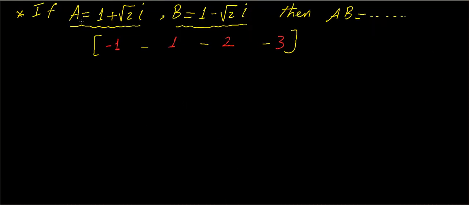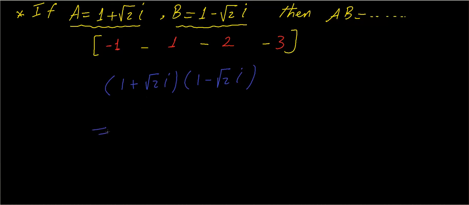If a equals 1 plus root 2i, b equals 1 minus root 2i, then find ab. Here ab means the product a times b. A equals 1 plus root 2i, b equals 1 minus root 2i. If you want to multiply two conjugate numbers, because they differ in the sign of the imaginary part, the first bracket and second bracket are two conjugate numbers.